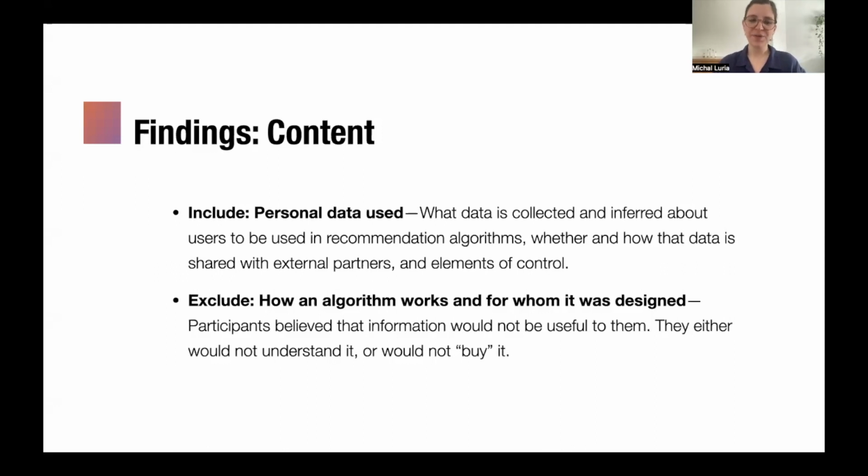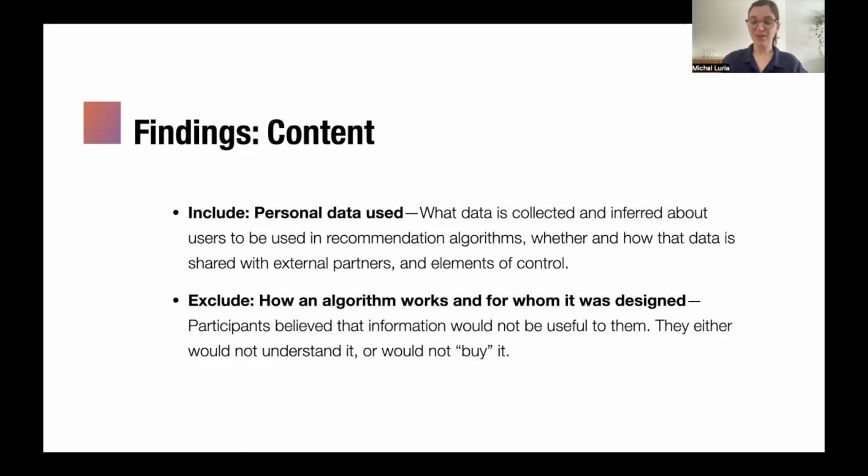So a couple of things that people wanted to include and exclude from algorithmic transparency reports. The aspect that participants cared about most, and this may not be surprising, is the personal data that is being used to feed a recommendation algorithm. Participants wanted to know exactly what information is being collected about them and inferred about them, and how it's being fed into the recommendation algorithm. They wanted to know why also, and they wanted to know whether that data is being shared with external partners and whether they have control. Even if they don't have control, they still wanted to know that.